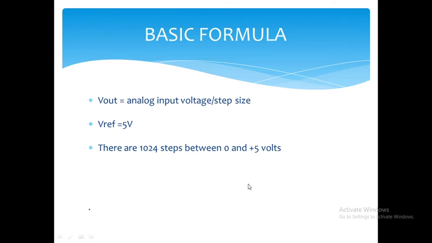What about 2.5 volt? That is half of your steps, so we'll get 512. Like that, based on the input voltage, we'll get the particular digital value. We will see this result.